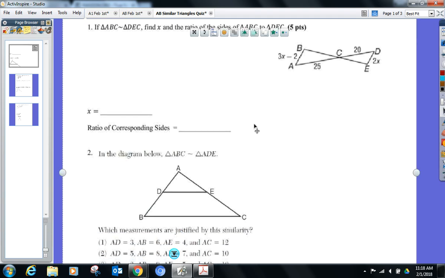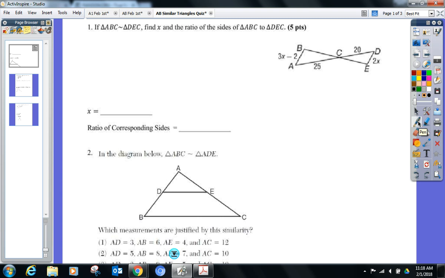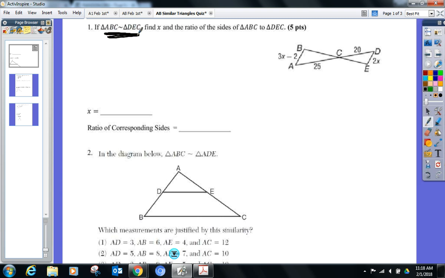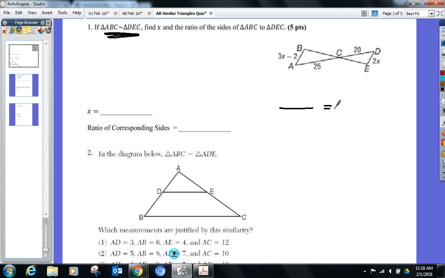Okay, very first one. First problem number one. I told you the triangles were similar. Find x. So you had to match up the corresponding sides. So the first one I'll take is AB. That's 3x minus 2. Now, if you can't tell from the diagram, I also provided the similarity statement. So AB corresponds with DE, which is 2x. The other side in triangle ABC I know is 25. And AC corresponds with DC, which is 20. You solve for x, you get 4.